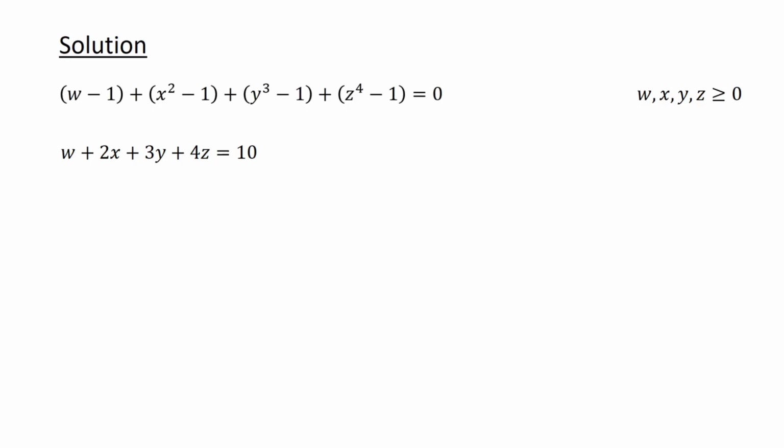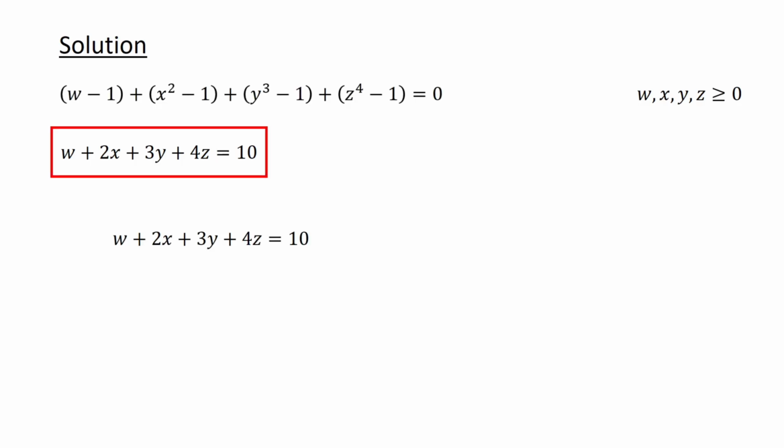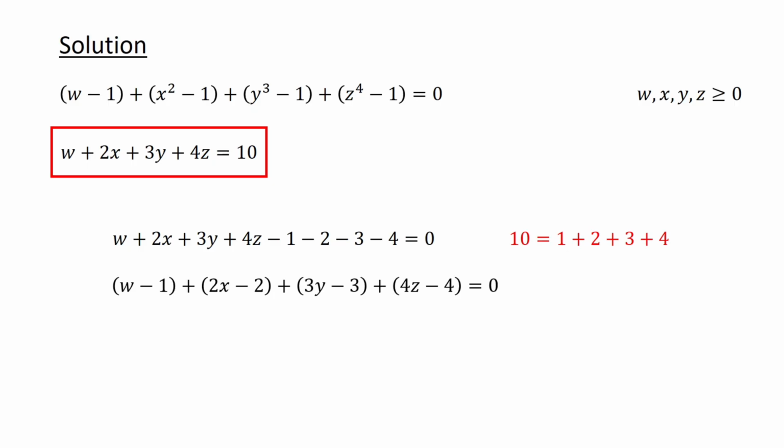Next, consider the equation w + 2x + 3y + 4z = 10. Subtracting 10 from both sides gives us w + 2x + 3y + 4z − 10 = 0. Noting that 10 equals 1 + 2 + 3 + 4, we split −10 into −1, −2, −3, −4, and rewrite the equation as (w − 1) + (2x − 2) + (3y − 3) + (4z − 4) = 0.